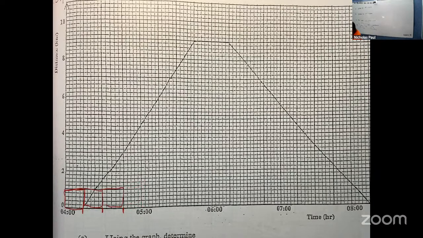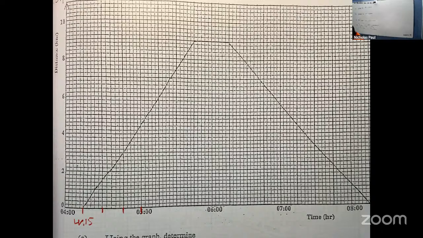So the time there is 4:15. I know you kind of have to count there, but those are the big blocks. So the time is 4:15. Next one.